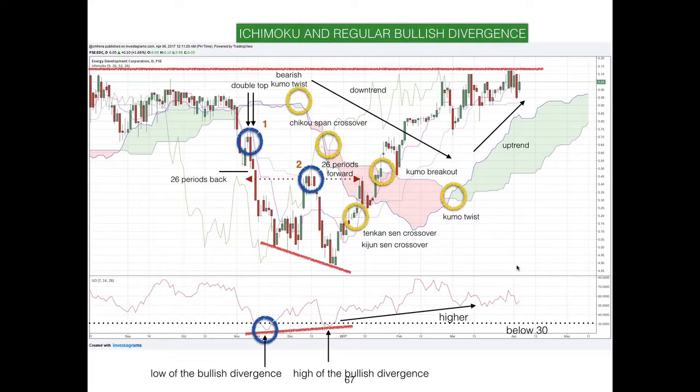And then the trend shifted. Moving forward, it's already below the Kumo once again. So that is the story of Ichimoku's EDC's bullish divergence.